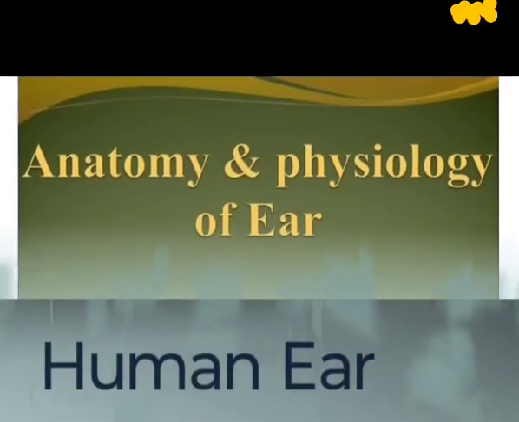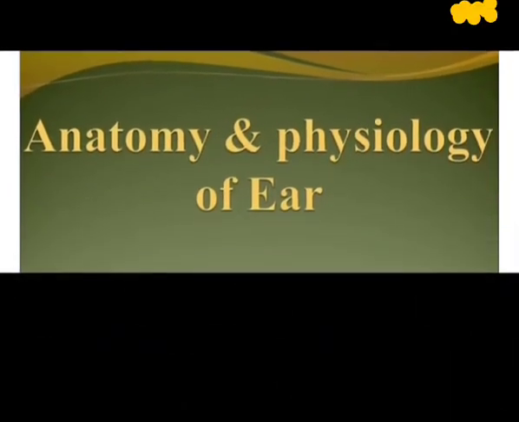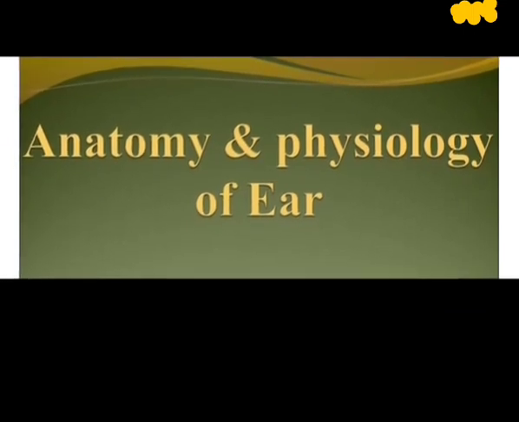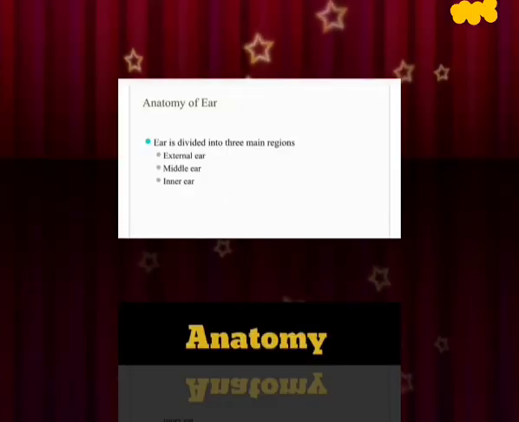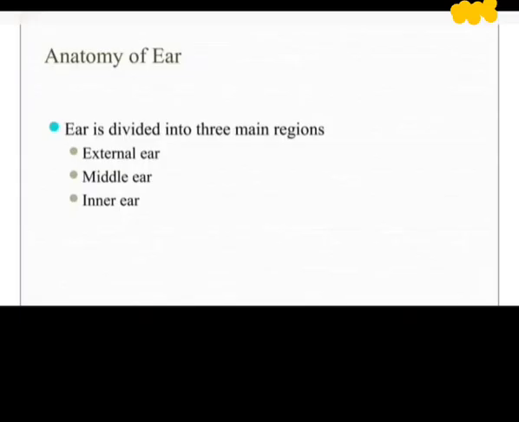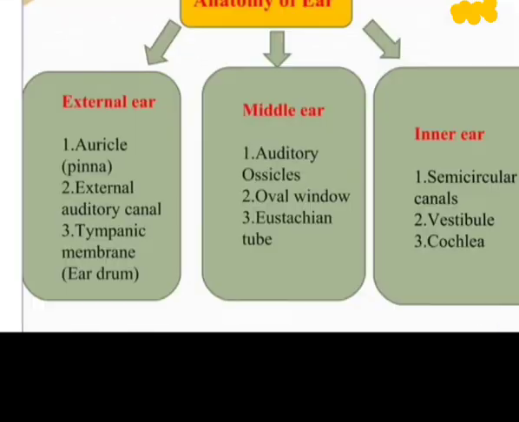So hello everyone. Today we will discuss anatomy and physiology of the ear. Okay, so first is anatomy of the ear. The ear is divided into three main regions: first is the external ear, middle ear and inner ear. So first we discuss the external ear.